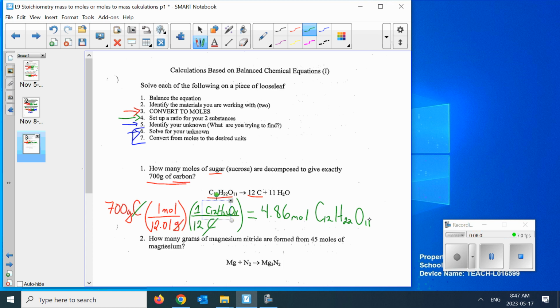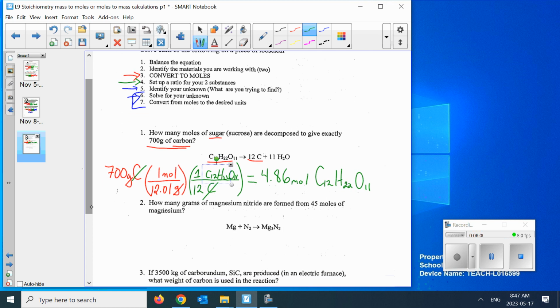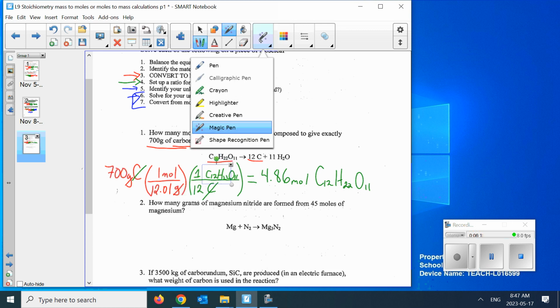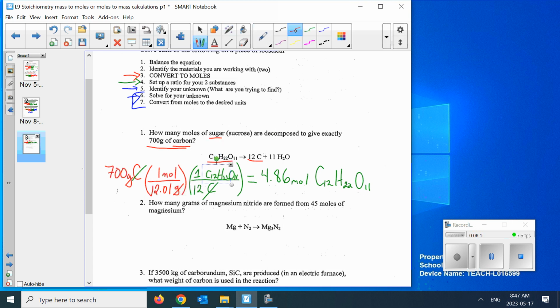Okay. Now I'm going to run through the same kind of steps again. Balance the equation. This time I actually need to balance the equation. So I see, I just need a 3 here. I've got it balanced, right? Now, what am I working with?